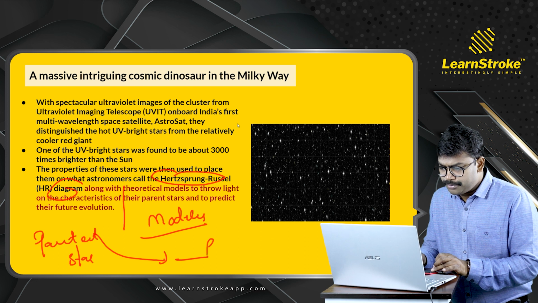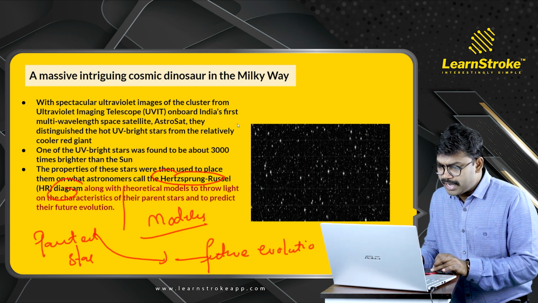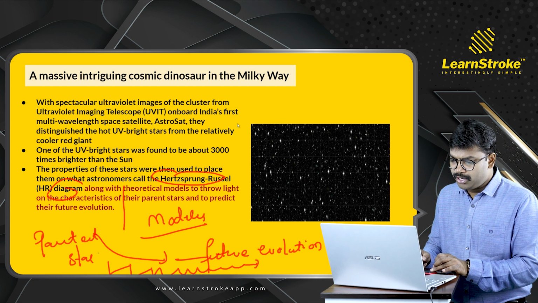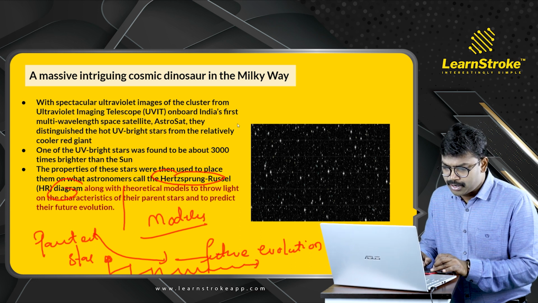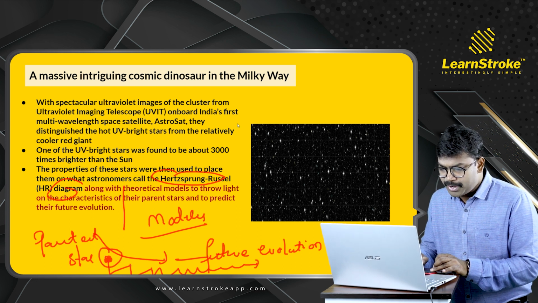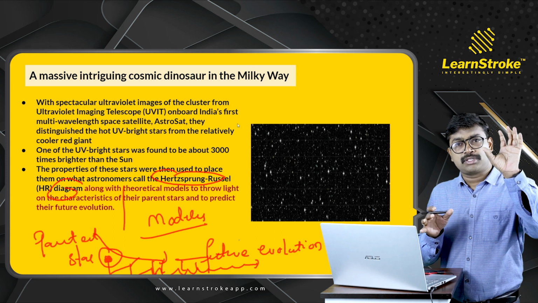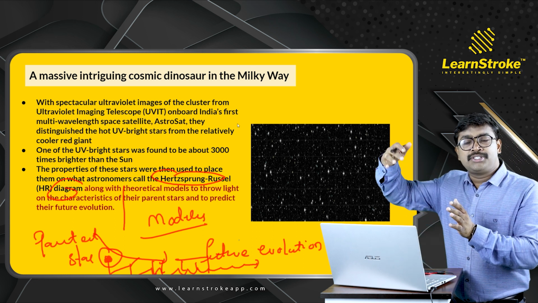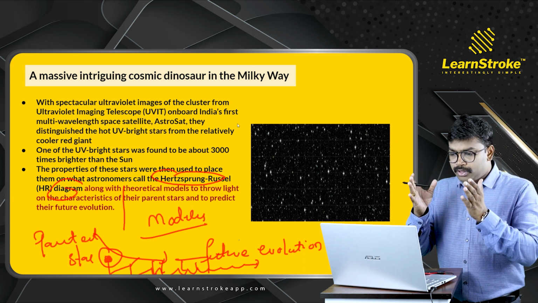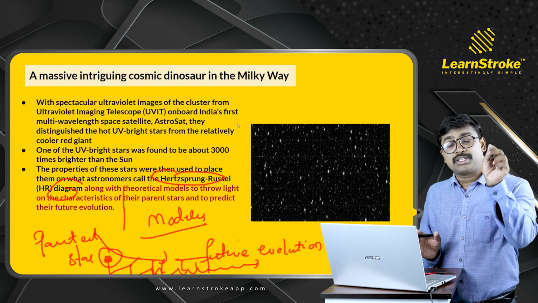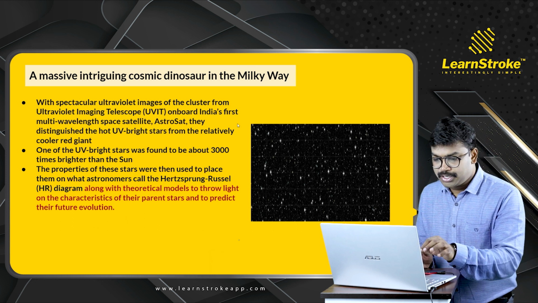This is a parent star, and the future evolution of that star is actually measured. That means there are various future generations like this, which are actually evolving from the parent star. So this is the parent star, and there are many future evolutions of stars. So there are many theoretical models which study the evolution of a star, the parent stars, to the next generation. The Hertzsprung-Russell diagram is one such theoretical model which is involved in this.